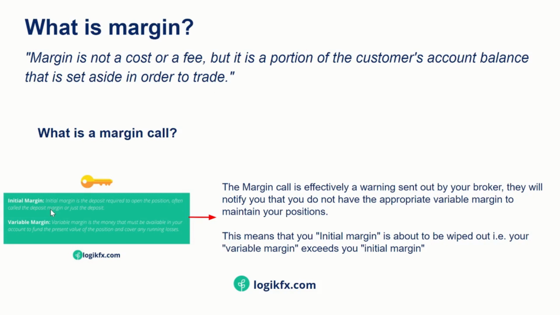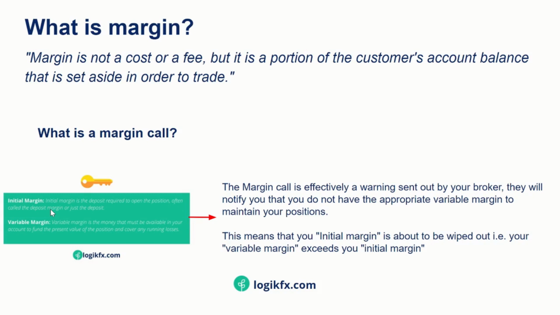Now on the left hand side again, we have some definitions for you. So initial margin is the deposit required to open a position, often called the deposit margin or just plain the deposit. And your variable margin is the money that must be available in your account to fund the present value of the positions and cover any running losses, effectively meaning it's a covering thing. So your variable margin will move up and down depending on how your positions are doing. If they're doing well, your variable margin will stay cool. If your trades start to go negative though, you will need your variable margin to cover those losses.